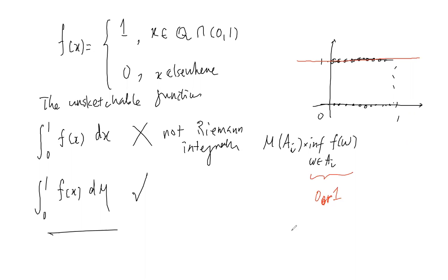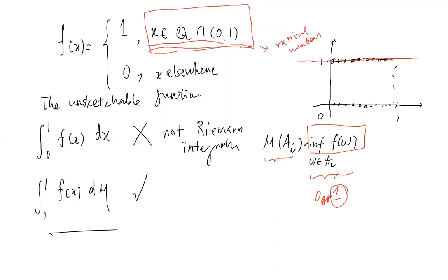Now, how about the measure of A1? If you look at this set here, those are the ones that remain on this line, the rational numbers. Their infimum will actually be 1, because it's a constant line, so the infimum is just itself, 1. But how about the measure?